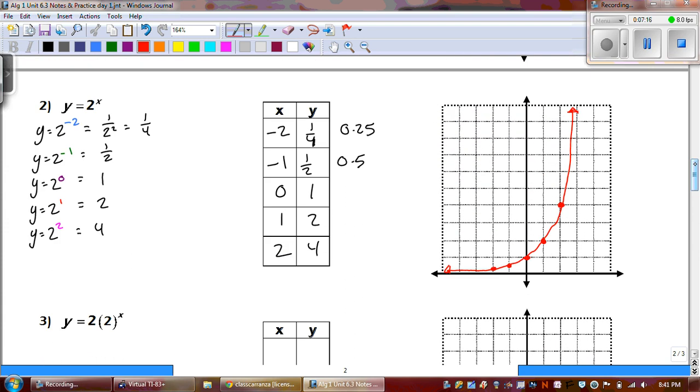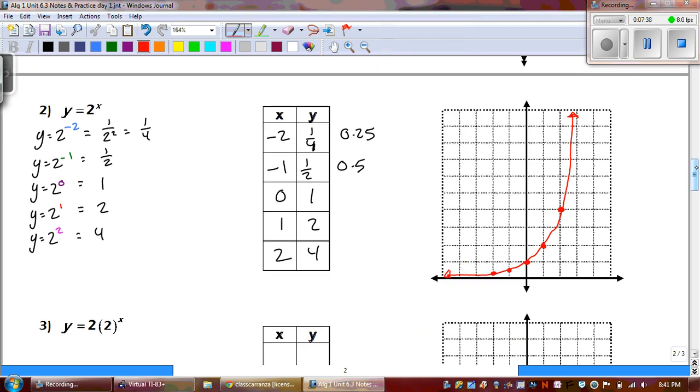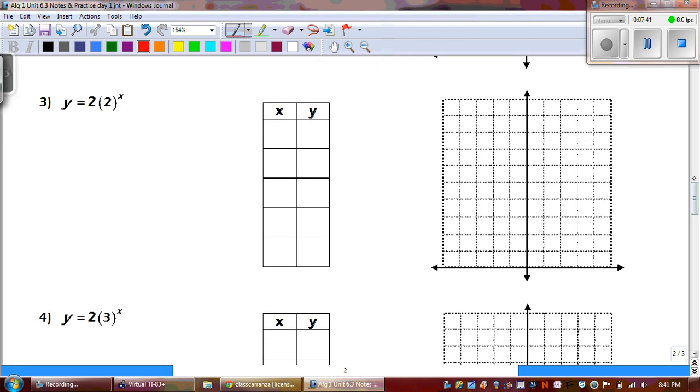So for number 2, if you'd like to put that in your calculator, that's okay. 2 to the -2, 2 to the -1, 2 to the 0, 2 to the first, 2 to the second. You can get all of that by plugging it into your calculator. All right, for number 3, once again, we always use the same numbers: -1, 0, 1, 2.